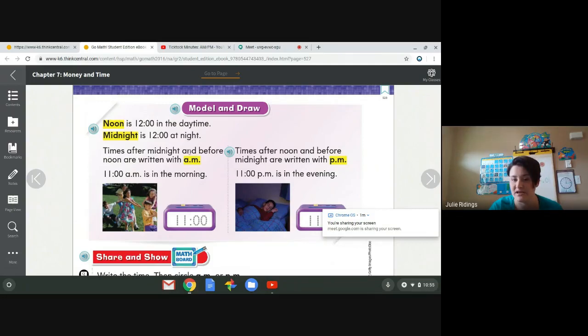Times after midnight and before noon are written with AM. So 11 AM is in the morning. That's right, that's after midnight, but it happens before noon, before lunchtime. So it's AM. Times after 12 noon, when you would be eating lunch at 12 noon, anything after that until midnight is PM. So if you're in bed at 11 PM and you're sleeping, that's the evening. It wouldn't switch to AM until midnight.